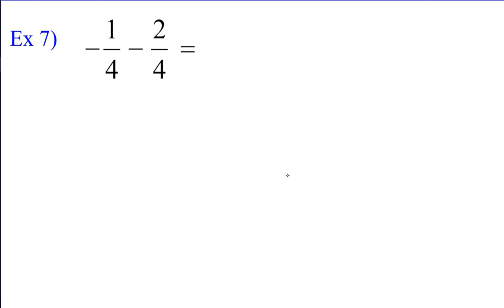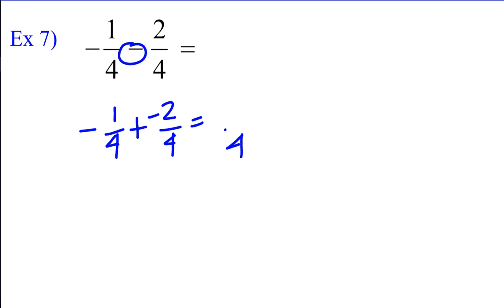Looking at another example here, example number 7, what we want to do is do the same thing. Change it to an addition problem. Negative 1/4 minus 2/4 becomes negative 1/4. Change the subtraction to addition. The opposite of positive 2/4 is negative 2/4. We have the same denominator, keep that denominator of 4, and I'm looking at negative 1 plus a negative 2, which we know is negative 3, and putting that as our numerator.